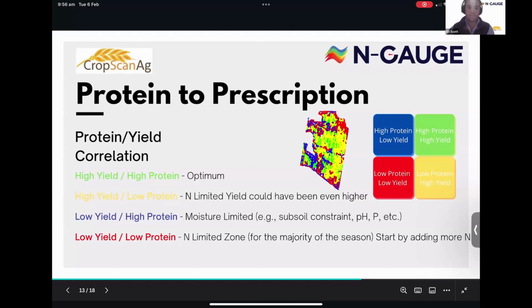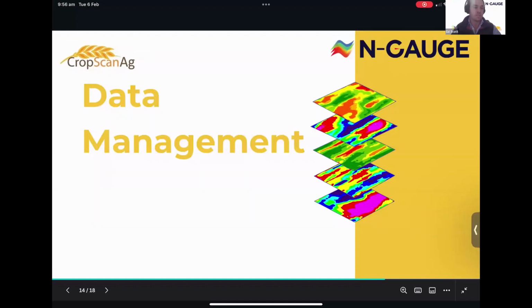Let's have the confidence to back off in that zone and allocate some of that fertilizer spend that was going onto that blue zone into that yellow zone and help push that zone forward. So that's really the fundamentals of how we're stepping through some of this data management and interpretation.